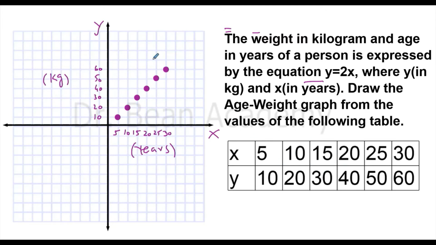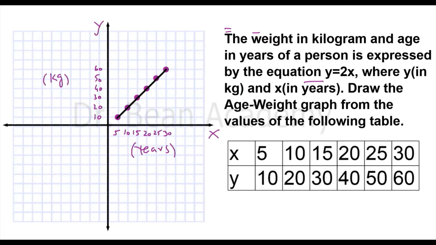This is how we locate the ordered pairs given in the table. The next step is to join these points with a straight line. I will start from the first point. You can place a ruler and then join these points. So this is the age weight graph.